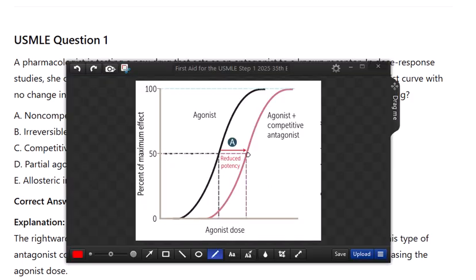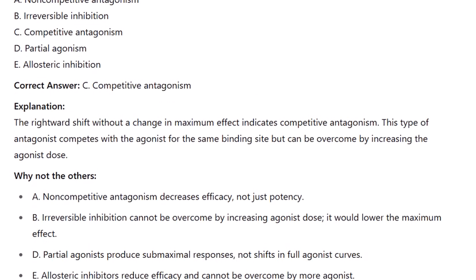Competitive antagonism. Explanation: the rightward shift without a change in maximum effect indicates competitive antagonism. This type of antagonist competes with the agonist for the same binding site, but can be overcome by increasing the agonist dose. Why not the others?